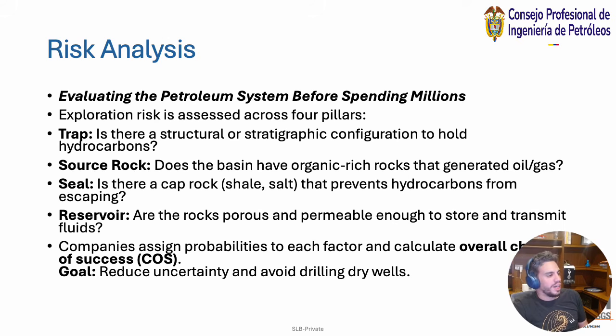And the reservoir, which is the 4th pillar, is there a high permeability? Is there a high porosity to transmit all the fluids given the good conditions? So if we can combine or define all these 4 different pillars of risk or different chances of success, you can call it the overall chance of success, which is the COS. But basically, we want to reduce uncertainty and we want to avoid dry wells, right? We want to make money and drill into permeable and porous rock structures.